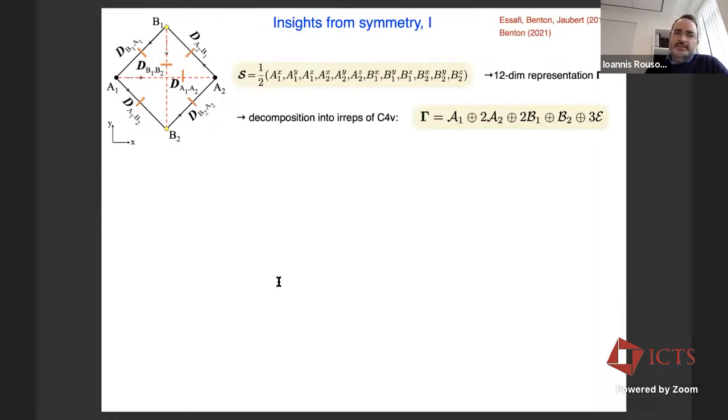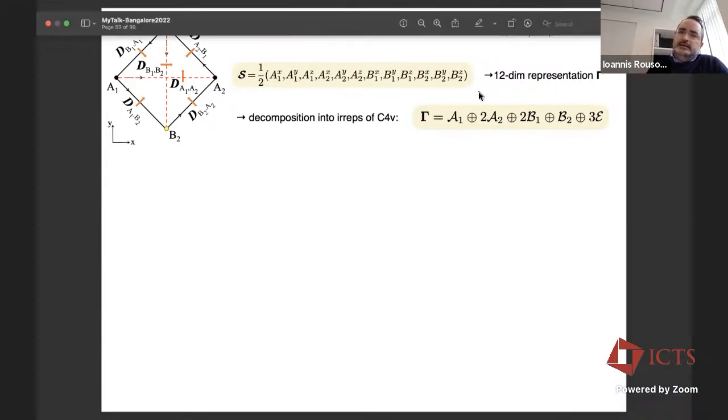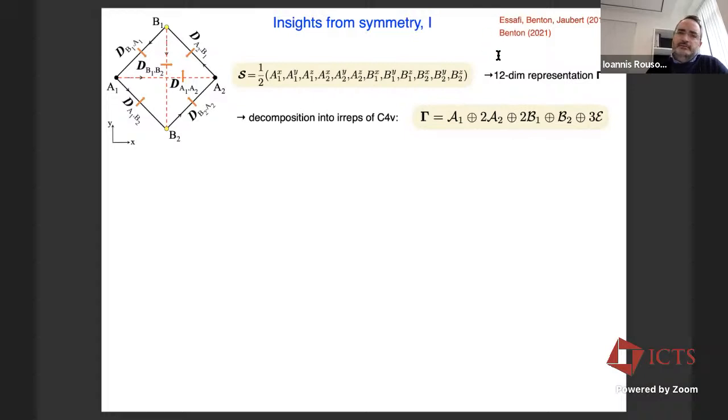Another way to look at this is by going into symmetry analysis, following the spirit of these works here. So basically, you take a tetrahedron, you have 4 spins, A1, A2, B1, B2.